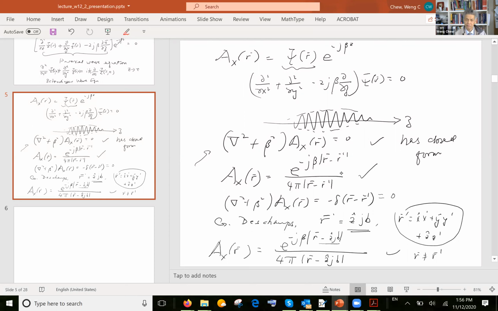Okay, so you can actually prove by back substitution that if you were to plug this equation back into this equation, since r and r prime are never going to be equal, you're never going to see a source singularity. And this equation always satisfies the homogeneous Helmholtz equation all the time. Okay, does everybody catch that or buy that?